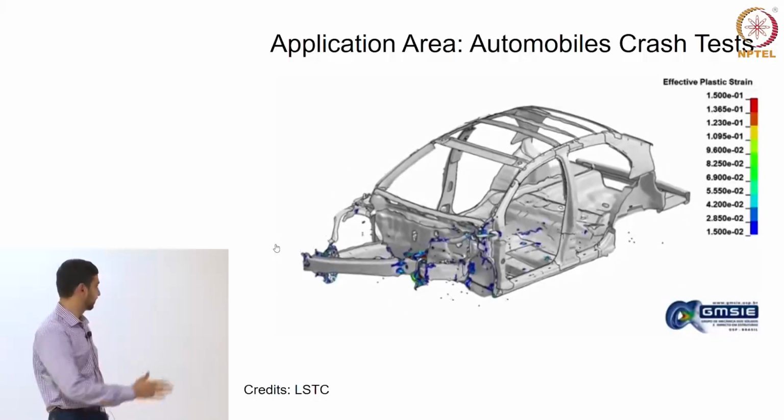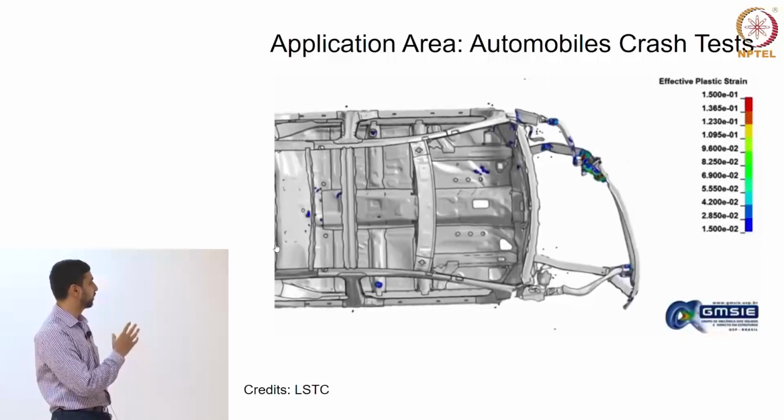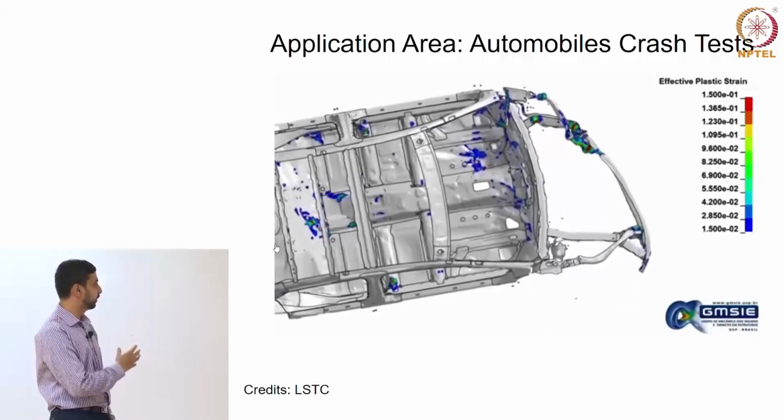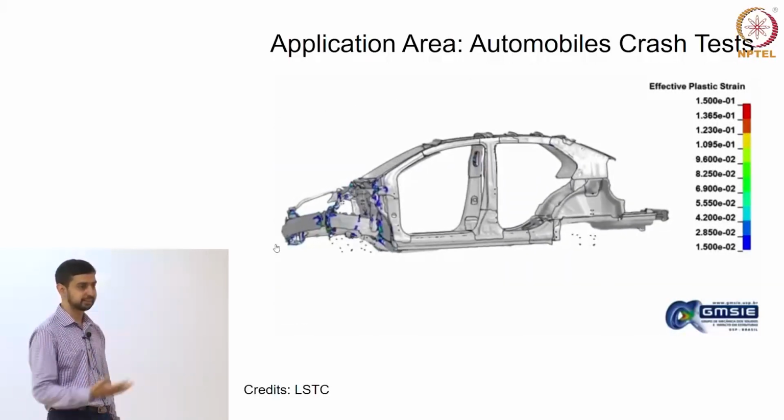So now you notice in the structure of the car where the maximum deformation is and where you would need to put in any augmentations or any safety augmentations that you would require.